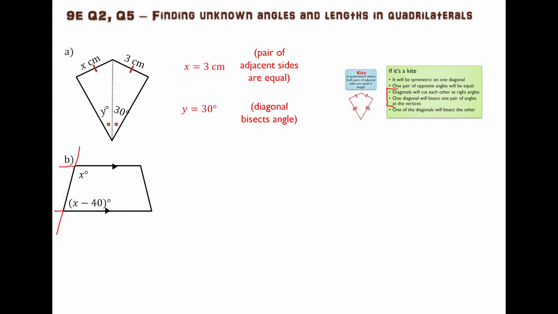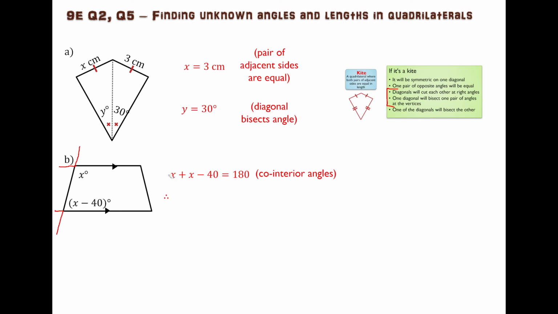So the rule here is this angle here and this one. Are these corresponding, co-interior, or alternate? They are co-interior, which means they add to be 180 degrees. x plus x take 40 equals 180 degrees. If you add these two angles together, you get 180. Now we can solve this as an algebraic equation. I'm going to put a reason here: co-interior angles.